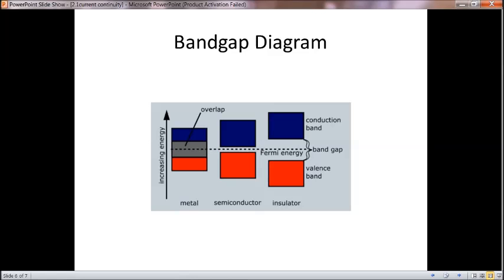Whenever we study conductors and dielectrics, we have to study the band gap diagram. In the band gap diagram, we can see the valence band and conduction band. The valence band and conduction band are very close in metals, so conduction is very easy. Semiconductors, which can partly act as insulator and partly as metal, have a lower band gap between the valence band and the conduction band, and for insulators the band gap is higher with respect to the Fermi energy. So this is the band gap diagram.